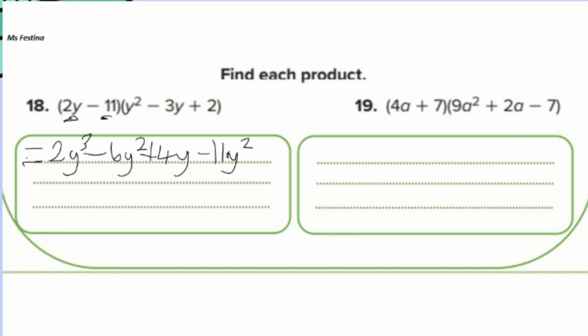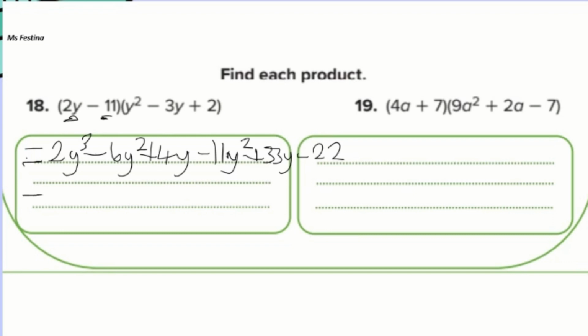And then negative 11 multiplied by negative 3y will give you positive, because negative times negative gives you positive. So positive 33y. I'm going to extend to the second block there because I've run out of space. So negative 11 multiplied by 2, finally we have minus, because negative times positive gives you negative, so minus 22.